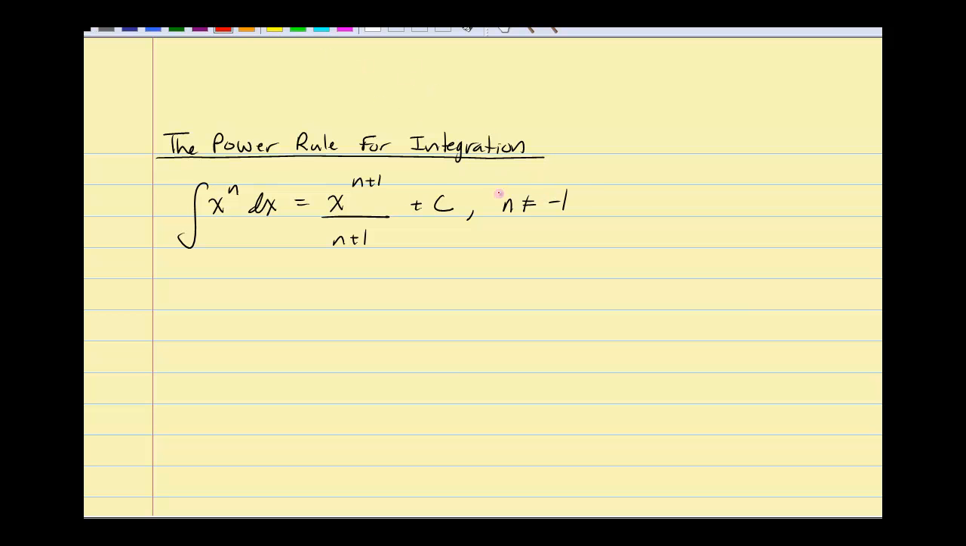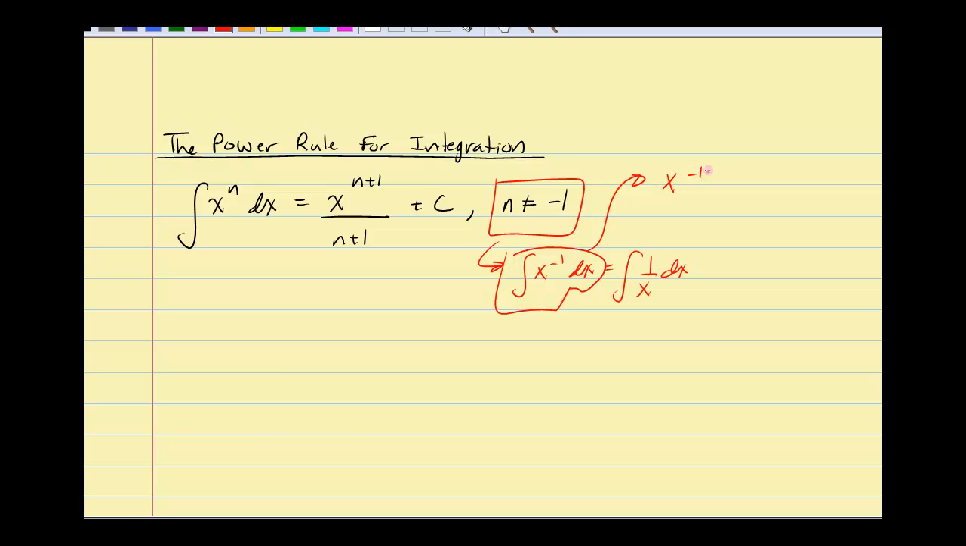And you might say, well, why can't n equal negative 1? Well, if we had n equal to negative 1, I'd have x to the negative 1 dx, which is the integral of 1 over x dx, if you want to think of it that way. Or from this way, when we add 1 and divide by the sum, I get x to the 0, which is fine, but divided by 0 is not fine.